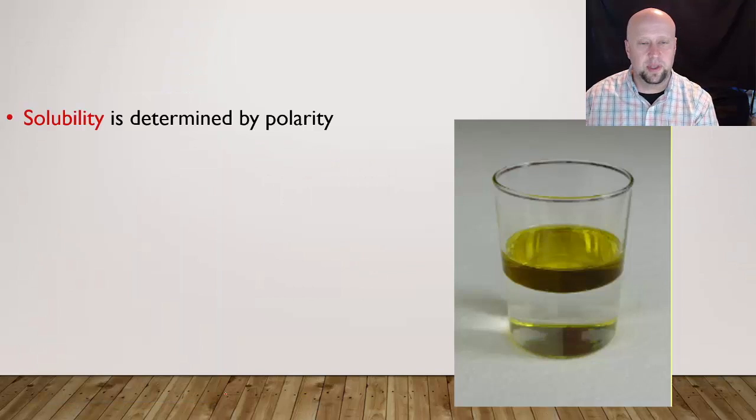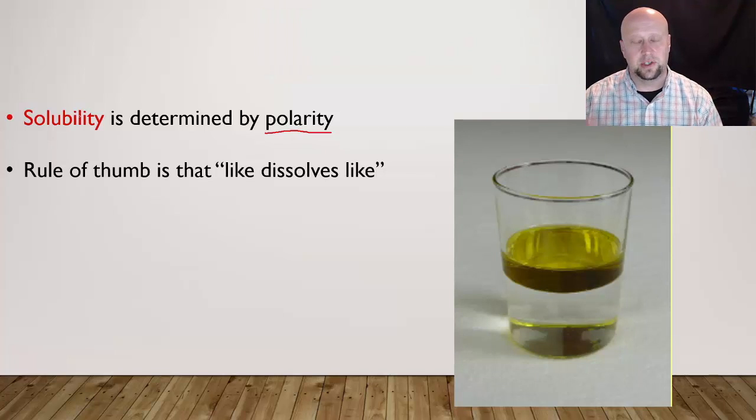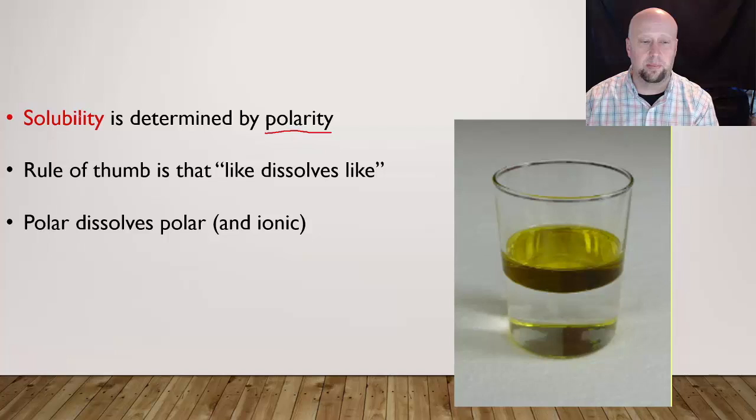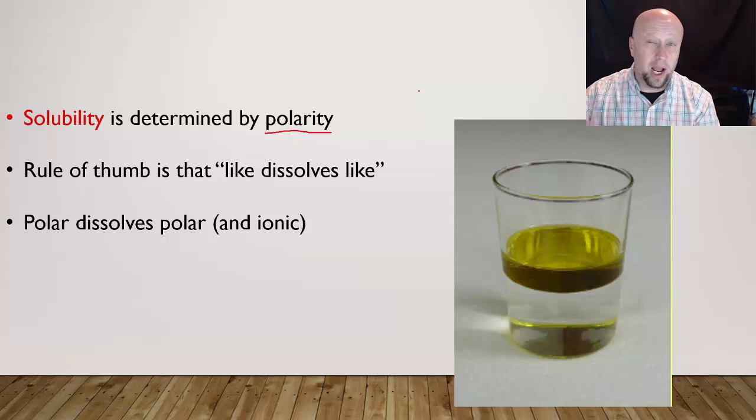So how do we know if something is necessarily going to be dissolved? Well, solubility, whether or not something is going to dissolve, is going to be determined by polarity. That term solubility we're not really going to get into today, but that basically means does something dissolve into something else. And that's pretty much entirely determined by polarity. The rule of thumb, the easy catchphrase that we use for that, is like dissolves like. And what that means is that polar solvents dissolve polar solutes or ionic solutes.